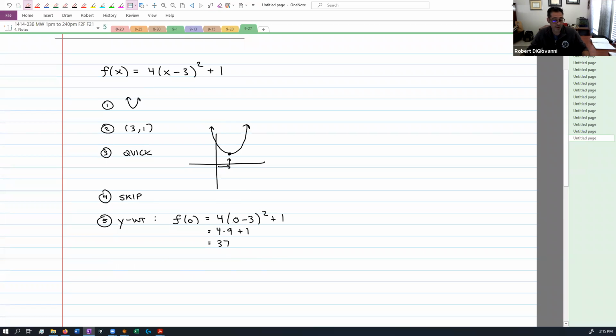And that's it. From that, you should be able to draw the sketch. There's no more information you need. You have a vertex at 3, 1, and then this is way up at 37 for a Y-intercept. So I'll count by 5s: 5, 10, 15, 20, 25, 30, 35. Here's 40. So 37 will be somewhere around there.